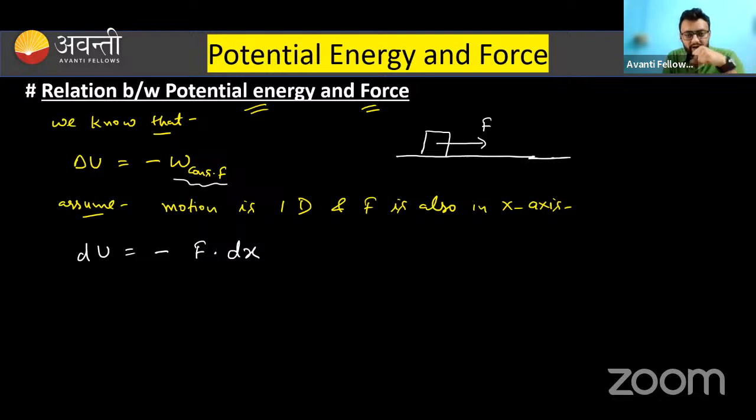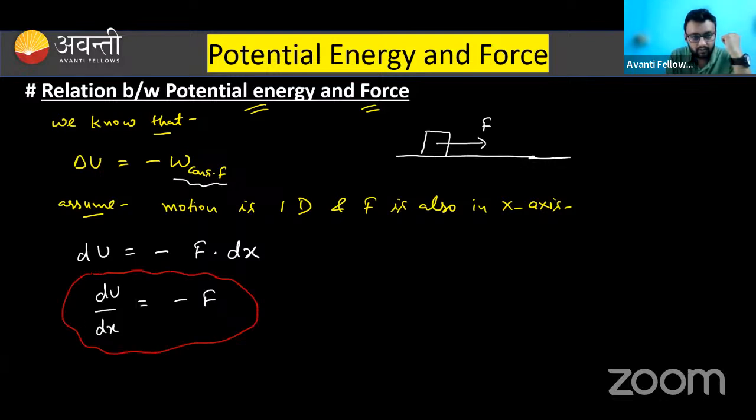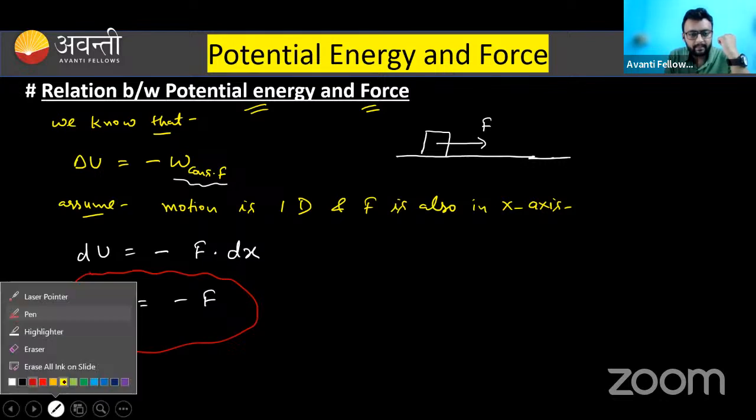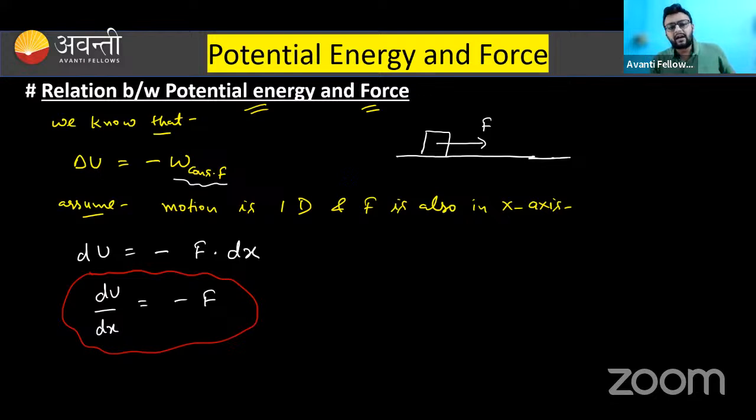And again, if you modify it further, it will become dU over dx is equal to negative of F. Now, I will tell you the significance of this relation. What is the significance of this negative sign? First of all, I will tell you the significance of this negative sign. What you call dU over dx.